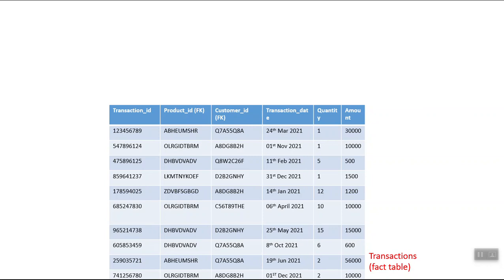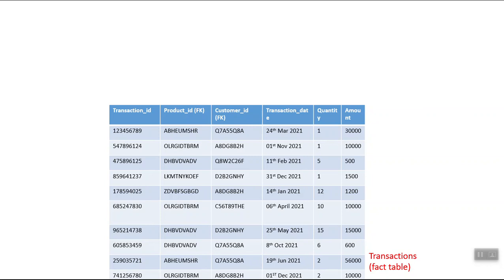Then you have transaction date. Then you have quantity and amount. Now quantity and amount are measurements. This record basically states what customer bought what product on what date, the quantity he bought, and the amount that he had paid. So you have quantity and amount, which are both measurements.